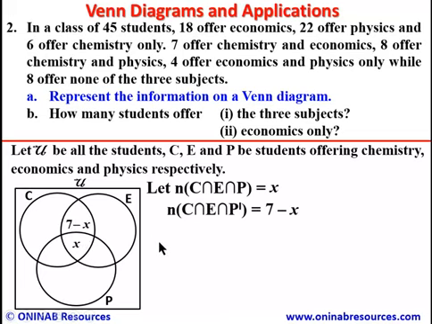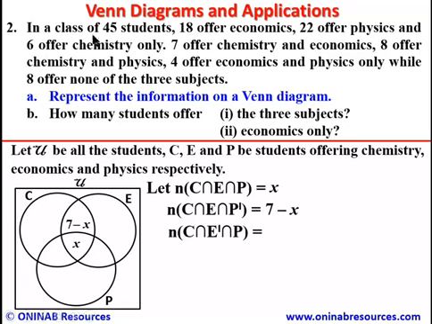Then we go for students offering chemistry and physics. So that is n of C intersection E prime intersection P. That's the number of students offering chemistry and physics only. So we go there and work out the number of students offering chemistry and physics.